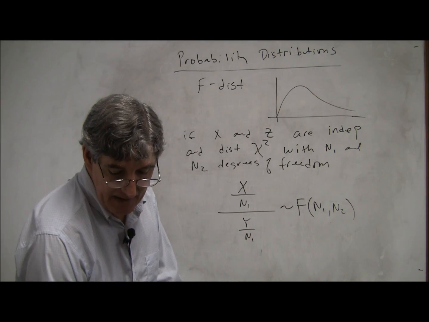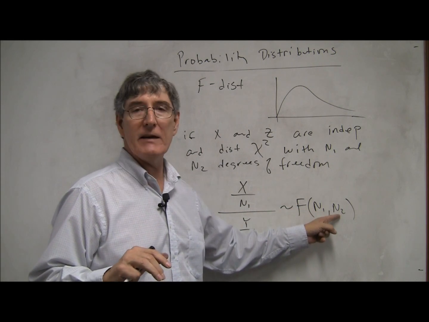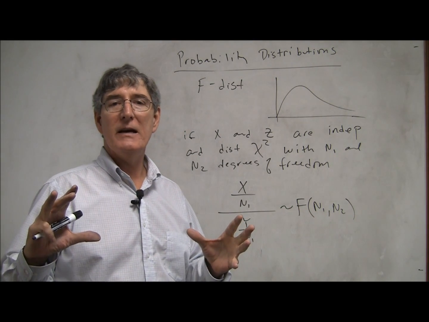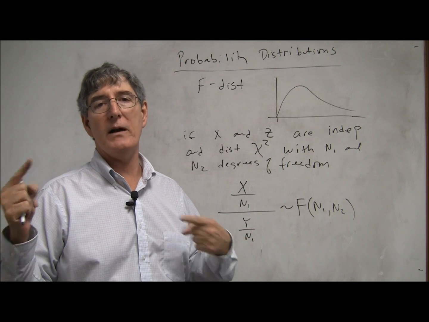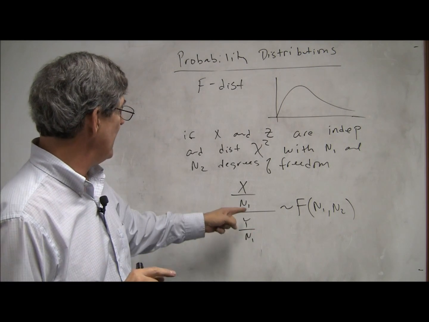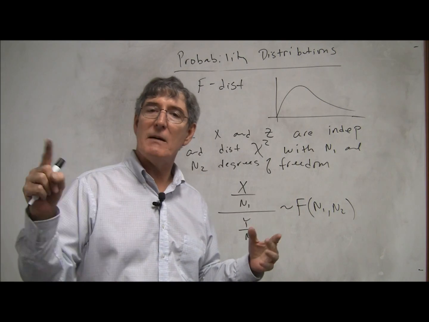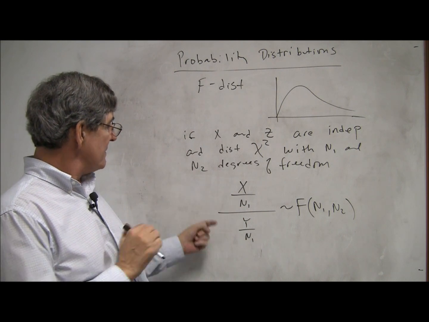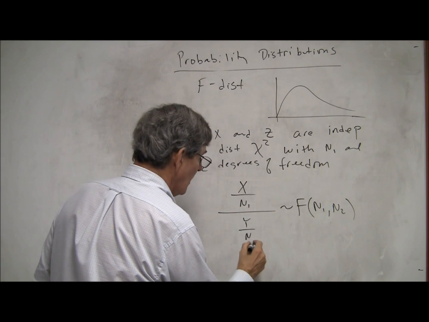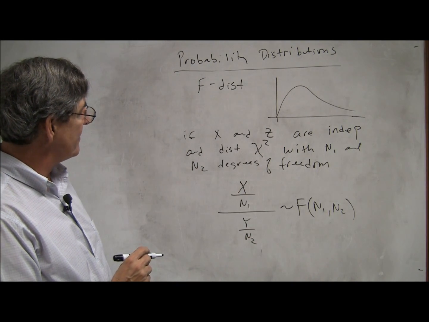When you look at an F table, there's a separate table for every n1 and every n2 combination. And so the value of an F distribution depends upon n1 and n2. And remember, n1 and n2, these are chi-square. The chi-square is the sum of normals. So if you summed up n1 normals, you'll get x. You sum up n2 normals, you'll get y. And then this is how you get an F.